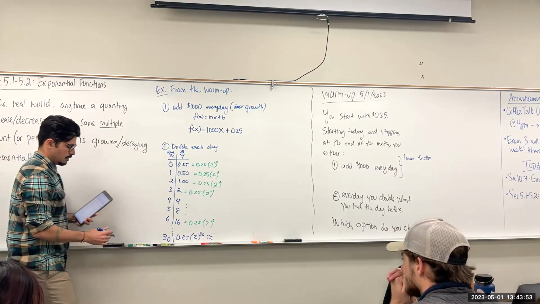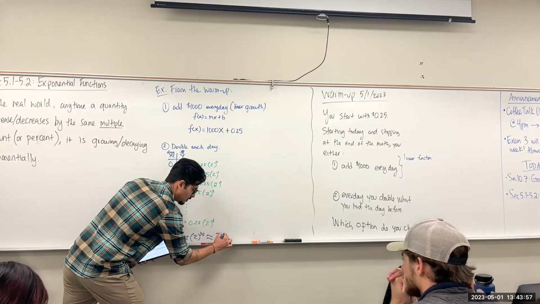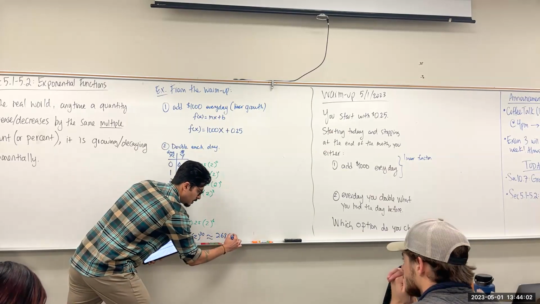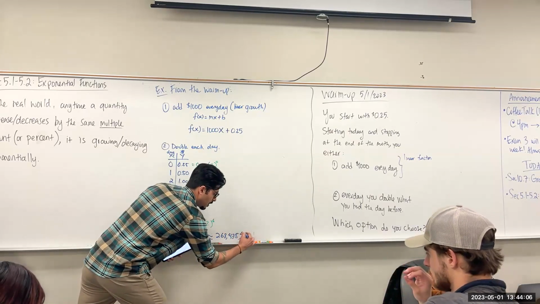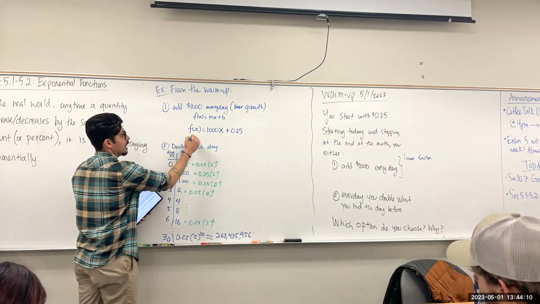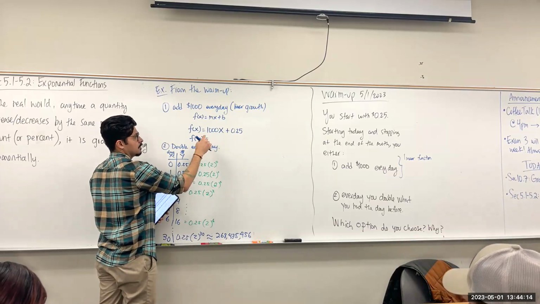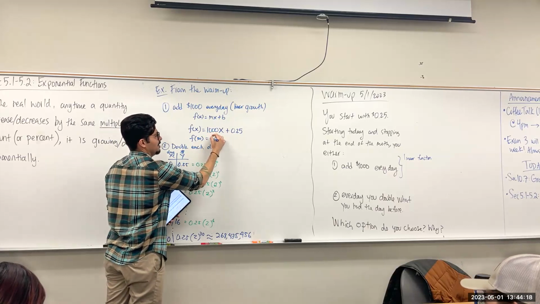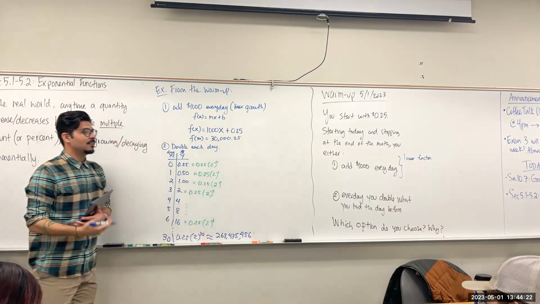260. Damn, what is it? 260 million. 268,435,456 dollars. Okay, versus here, after 30 days, plug in 30, 25 cents. At day 19, option 2 beats option 1.